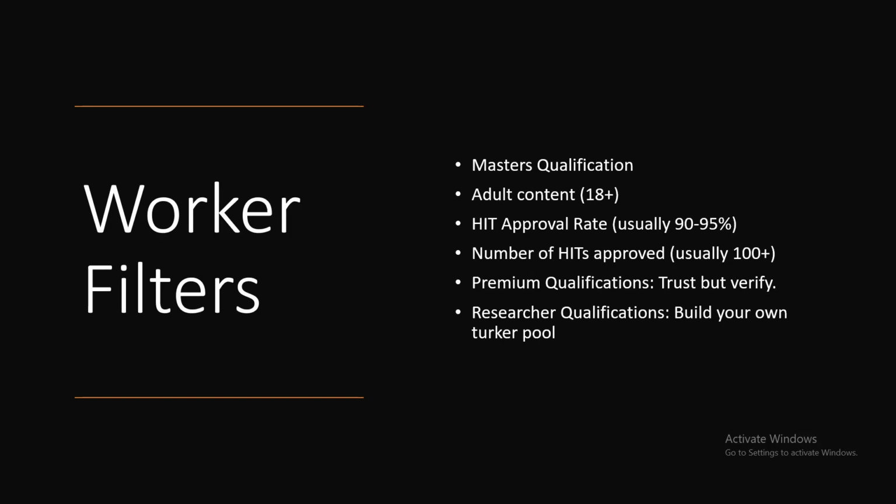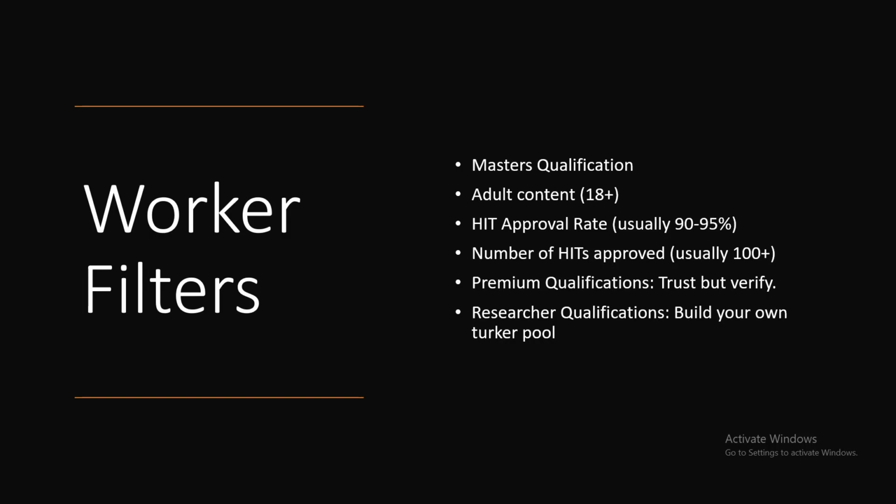A couple of suggestions on the filters. I mentioned the master's qualification earlier in video 1. You do want to select adult content usually, so that way people who are under 18 don't participate in your hit. When you're selecting people based on hit approval rate, you want to select between 90 and 95%. That's sort of the usual rate.